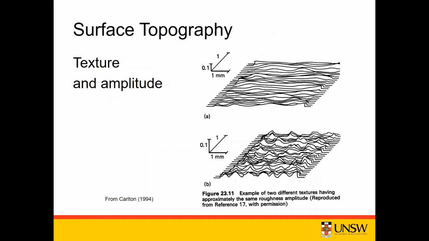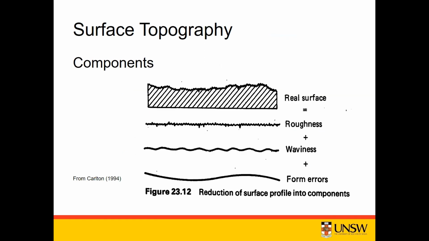Some of the surface topography that you can get is defined by different methods, shall I say. You have both texture of the surface and amplitude, and they both measure different things. You can see that there's much more waviness in that top diagram there, and more peaks in that lower diagram. So the components are the real surface, which is composed of the roughness, which are the little amplitudes, the waviness, and then the actual form errors.